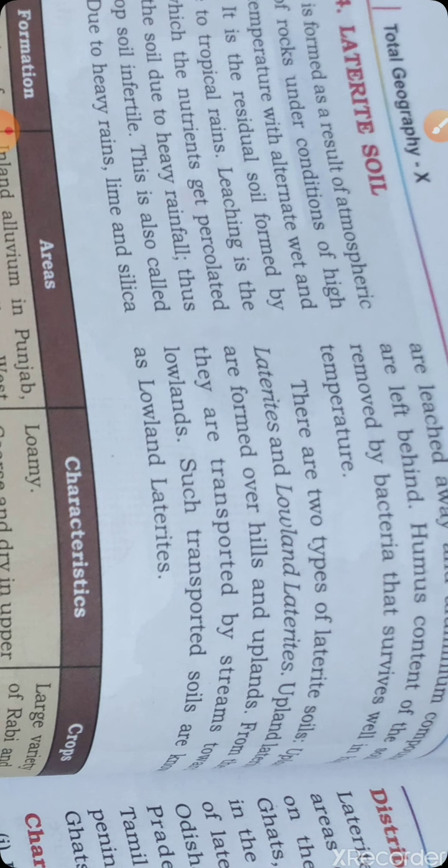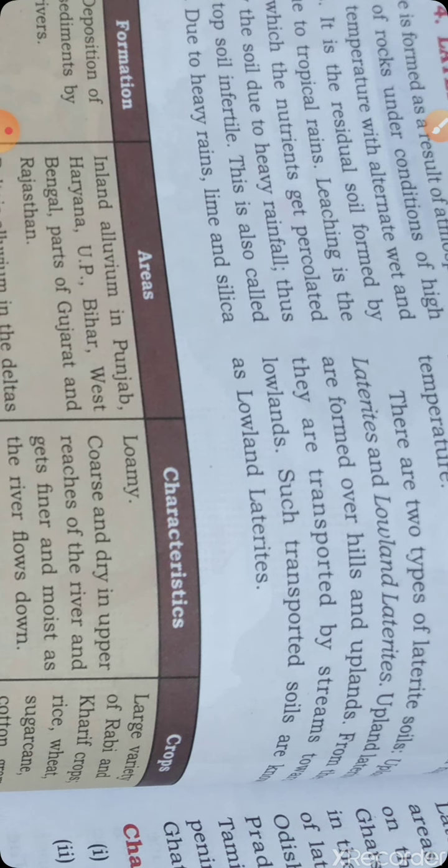Humus content of the soil is removed by bacteria that survive well in high temperature. There are two types of laterite soil, that is upland laterite and lowland laterite. Upland you can understand as high elevation, and lowland as low elevation. Upland laterites are formed over hills and uplands. From there, they are transported by streams towards the lowlands. Such transported soils are known as lowland laterites. So we have seen in the map previously that the red color is showing laterite soil.